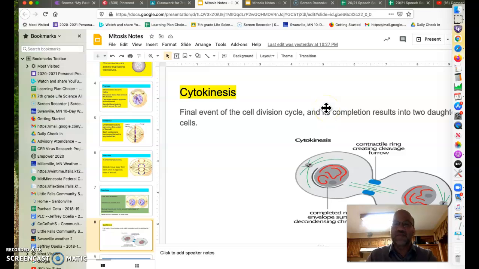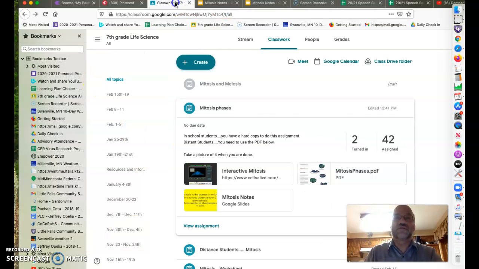Cell division is happening all the time. Wherever our body needs new cells, it's taking place. Our skin is duplicating all the time. Our dead skin cells are falling off, and we're getting new skin cells all the time. So today's assignment was on mitosis.